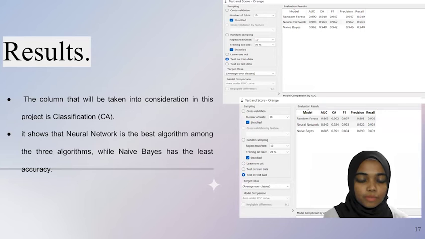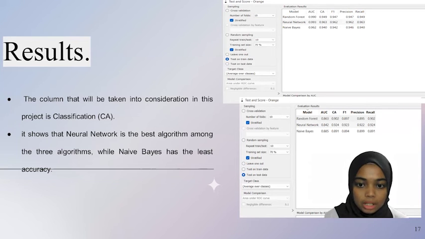So the column that will be taken into consideration in this project is classification accuracy. As we mentioned before, we choose 3 algorithms, which are random forest, neural network, and naive Bayes. For the training dataset, we can see that random forest has 94.9% accuracy. Meanwhile, neural network has 96.3% accuracy, and naive Bayes has 94% accuracy.